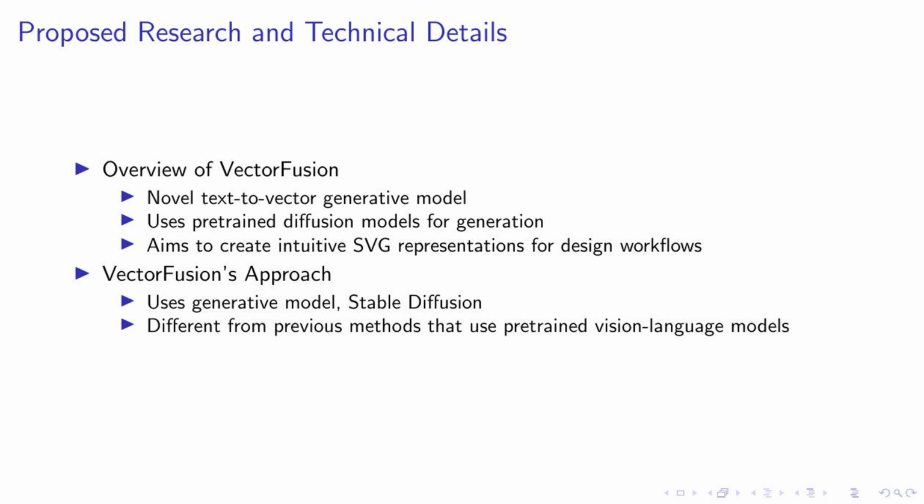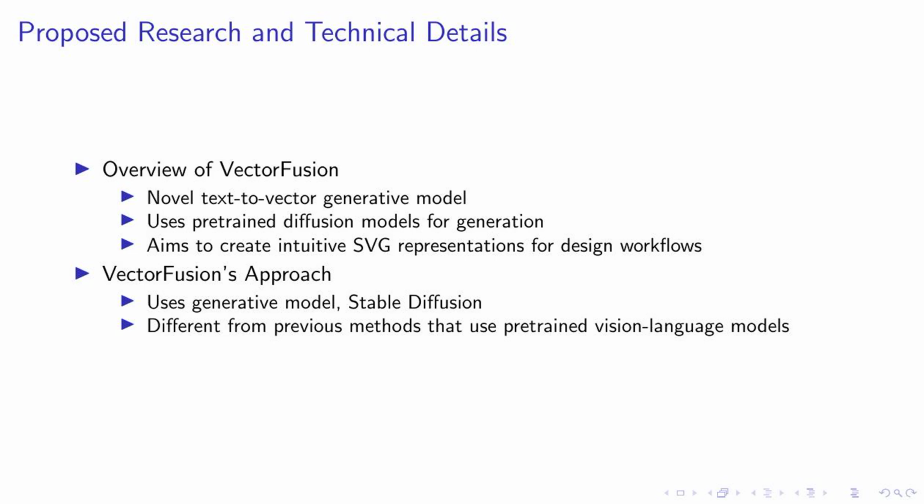Our research introduces VectorFusion, a groundbreaking text-to-vector generative model. This model leverages pre-trained diffusion models to generate abstract SVG representations. These representations are intuitive and can be seamlessly integrated into existing design workflows.